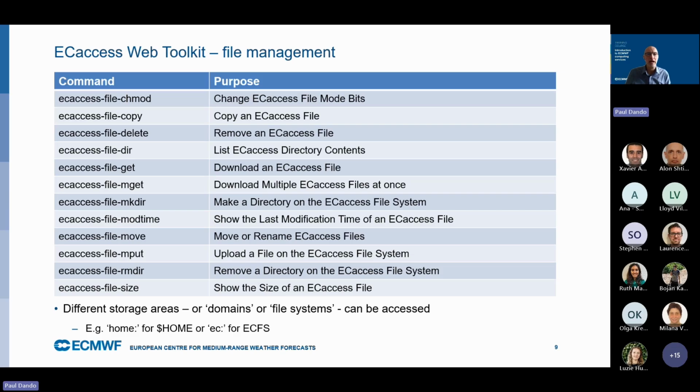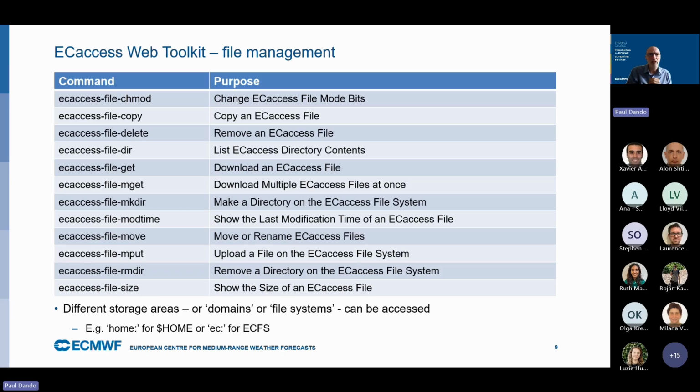So for instance, you have ECaccess file get in order to pull a file from ECMWF to your local systems. You have ECaccess file put in order to push a file from your local system into the ECaccess file systems. Then you've got delete, you've got copy, you've got mget for doing multiple loads. And these are all very similar to the FTP and SFTP commands. So they're not like the Unix commands as such. They're more like the commands you would use in SFTP or FTP.